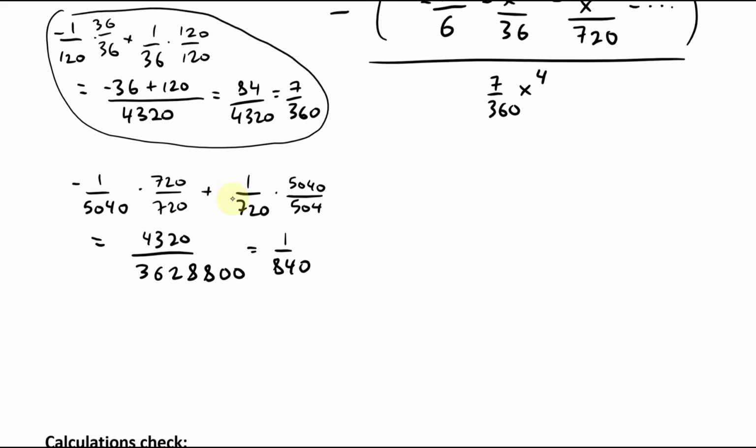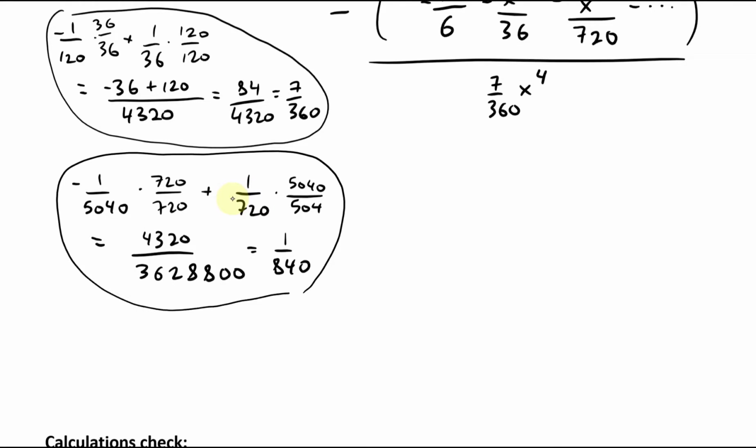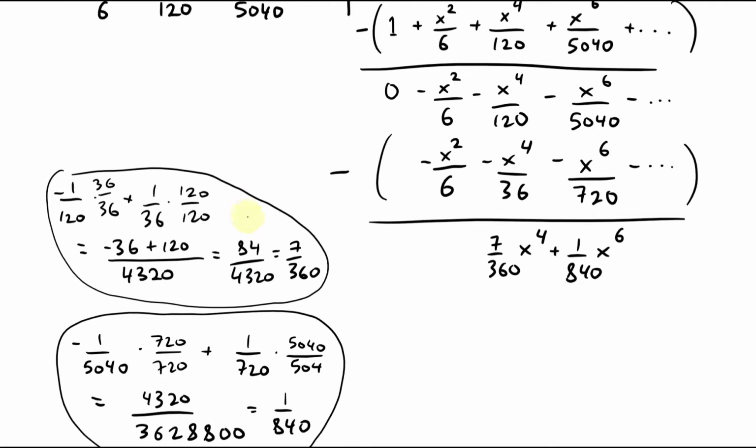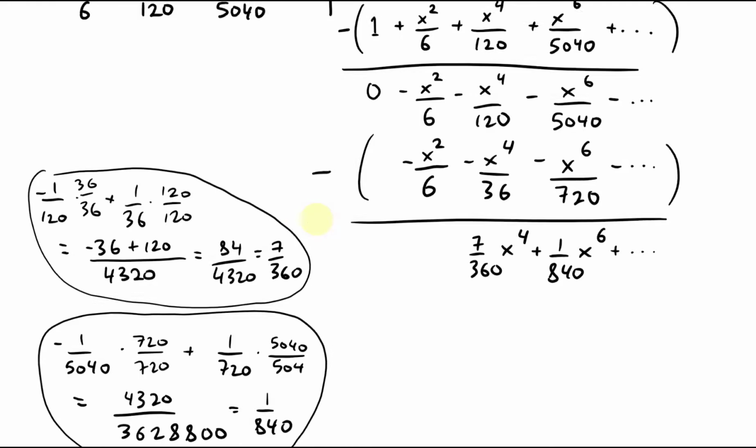Alright, so we have this 1 over 840. Just box this out, or circle it like that. Now this is going to be plus 1 over 840 times x to the 6. And the next one is going to be plus dot dot dot, etc. We just want 4 terms, dot dot dot, and it keeps going on.